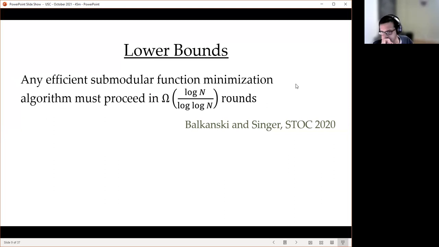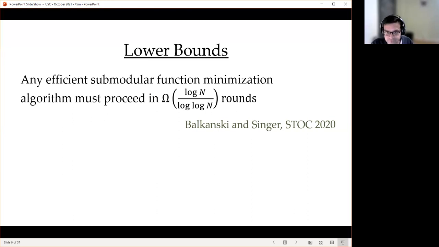If you know a little bit about the connections to, say, circuit complexity, if you can achieve something in depth which is polylogarithmic, a polynomial of log n, like log square n or log cube n, that's actually pretty good. It's related to the circuit class NC. And so if you could do efficient submodular function minimization, efficient here meaning polynomially many queries, in something like log square n rounds, it would be pretty surprising.